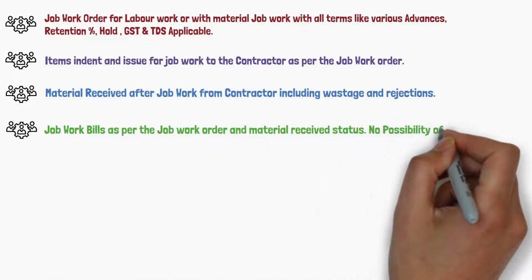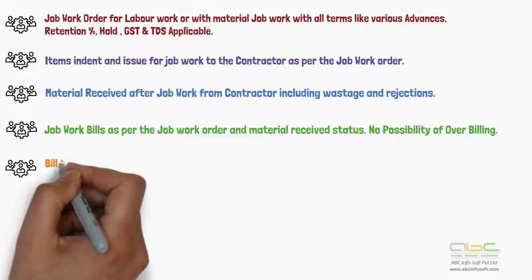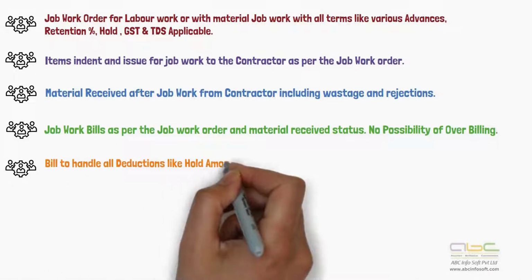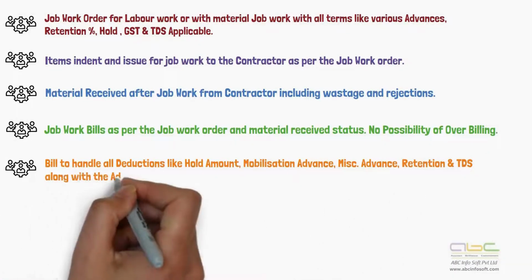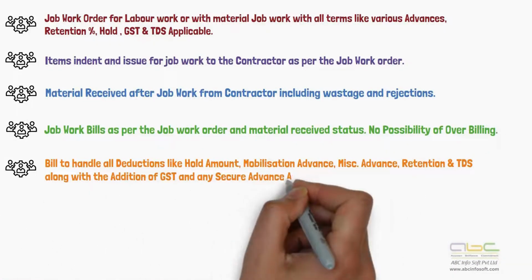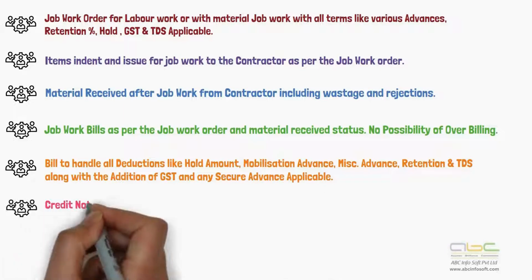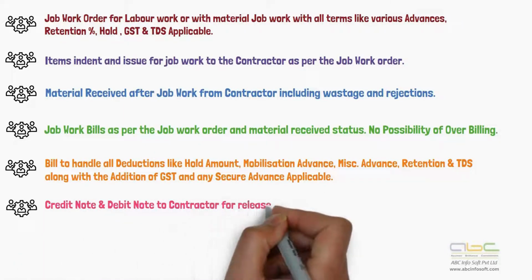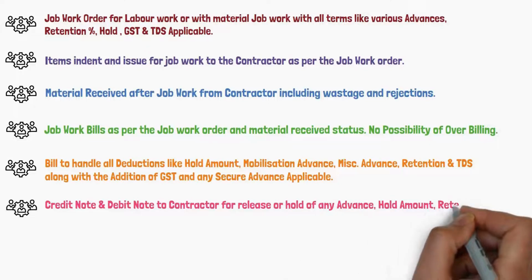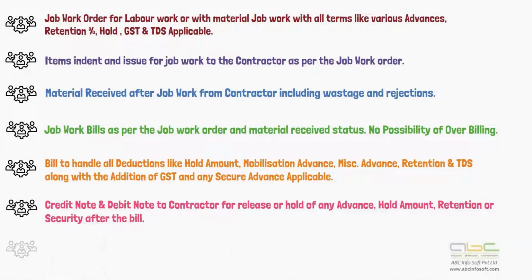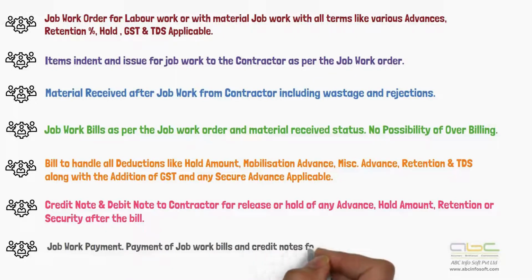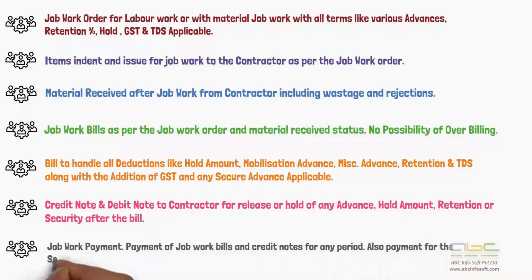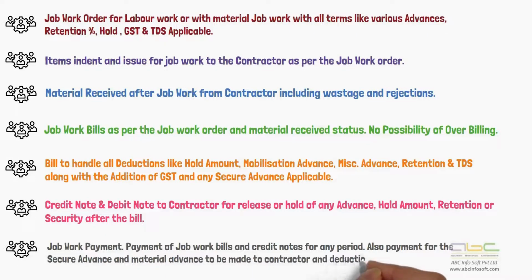No possibility of overbilling. Bill to handle all deductions like hold amount, mobilization advance, miscellaneous advance, retention and TDS along with the addition of GST and any secure advance applicable. Credit note and debit note to contractor for release or hold of any advance, hold amount, retention or security after the bill. Job work payment. Payment of job work bills and credit notes for any period. Also payment for the secure advance and material advance to be made to contractor and deduction of TDS accordingly.